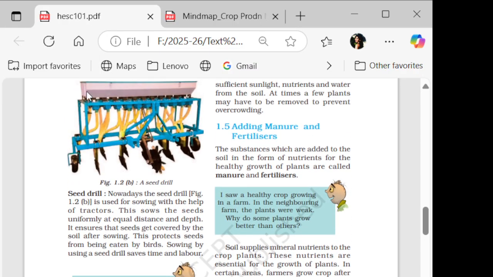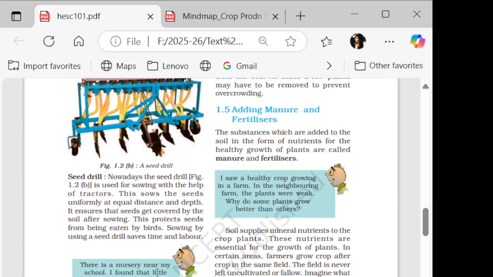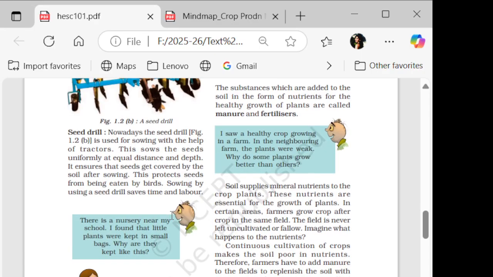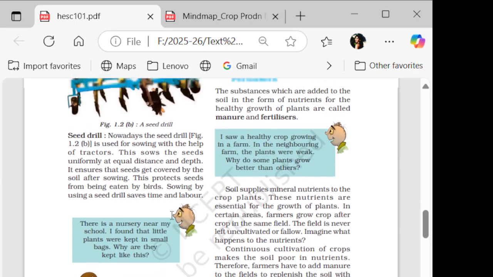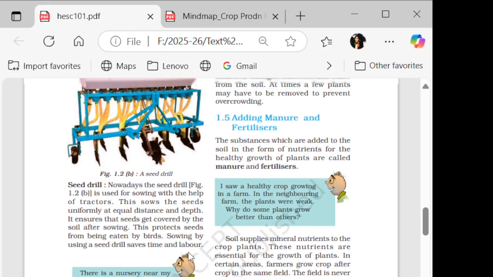See, this is a seed drill. Here it is shown to you in the picture, and using the seed drill, the seeds are sown in the fields. This seed drill sows the seeds uniformly at equal distance and depth, and it ensures the seeds get covered by the soil after sowing. This protects the seeds from being eaten by the birds. Now we have to make sure that the birds do not eat the seeds that are sown in the field. So this is what is done.